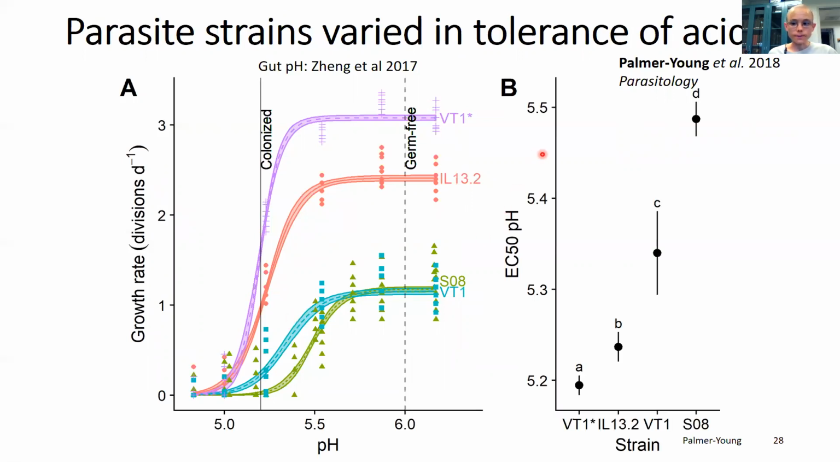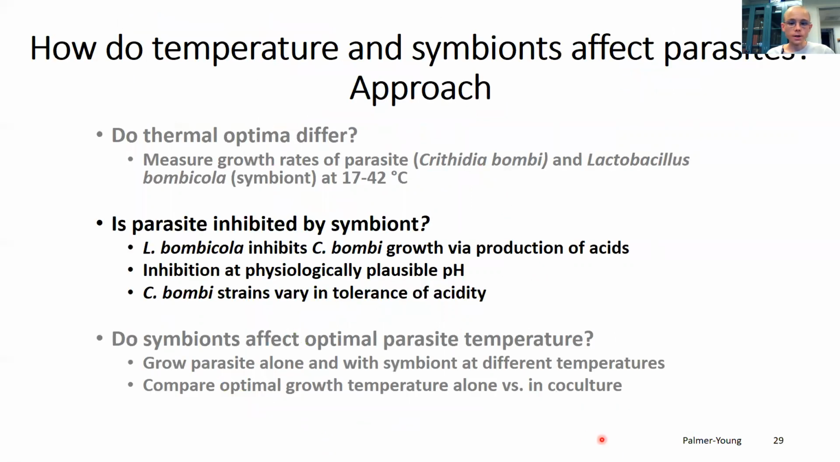Moreover, parasite strains varied in their tolerance of acidity, suggesting that gut microbiota could exert directional selection for pH tolerance in parasite populations. To summarize, the symbiont Lactobacillus bombicola inhibited the parasite Crithidia bombi via production of acids. Inhibition occurred within the pH range found in honeybee guts, suggesting gut acidification as a mechanism by which gut bacteria could reduce infection. And parasite strains varied in tolerance to acidity, suggesting that gut bacteria could select for pH tolerance in parasite populations.